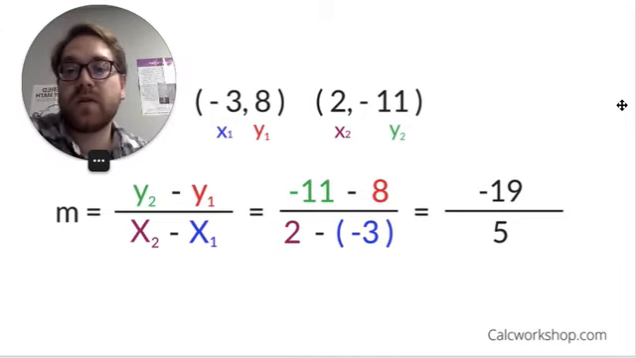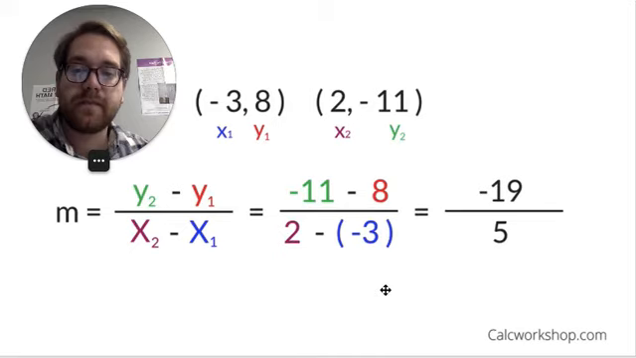Now, to remind you, this is what the type of problem looks like when you're finding the slope between 2 points. So if I have this coordinate point negative 3, 8 and this point 2, negative 11, how do I plug that into the formula to get my slope? So my y's go on top. So I'll take negative 11 minus 8. You're subtracting them. And then my x's go on bottom. 2 minus negative 3.